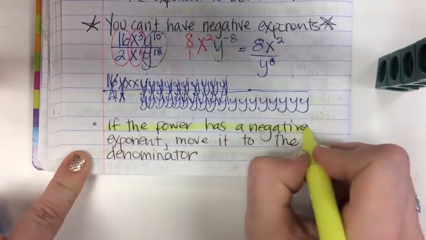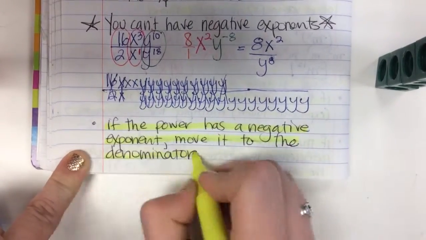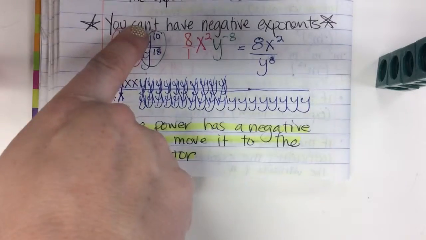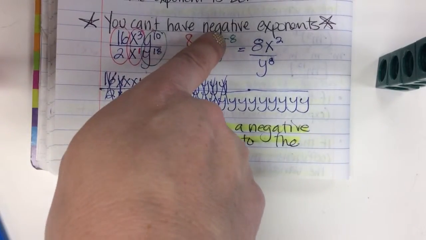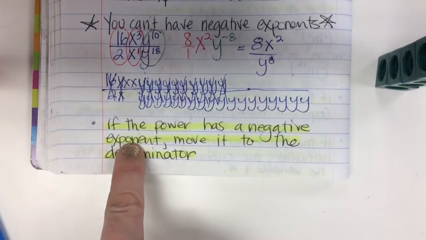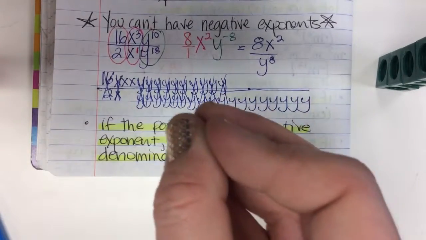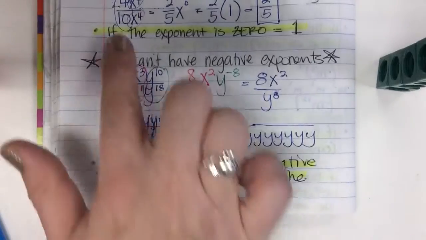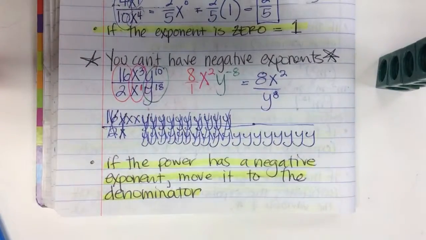If you subtract and get a negative number, a negative exponent, right? Like 10 minus 18 was negative 8. If you get a negative exponent, move that power to the denominator, because you cannot have negative exponents.